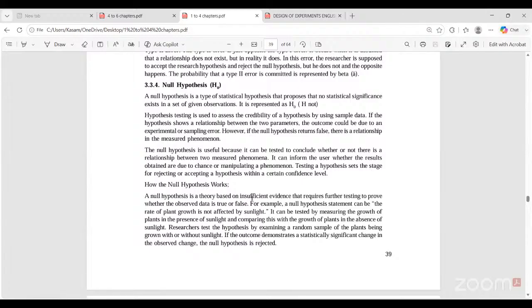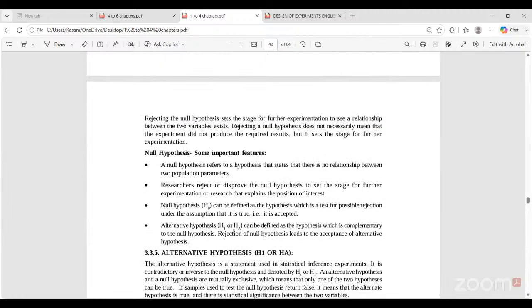Wrong. So see what he wrote below, the null hypothesis is rejected. Understood now? The null hypothesis is rejected. He did not accept it there. So see here, rejecting the null hypothesis sets the stage for the experiment to see that a relationship between the two variables exists. Rejecting a null hypothesis does not necessarily mean that the experiment did not produce the required result, but it sets the stage for further experimentation.